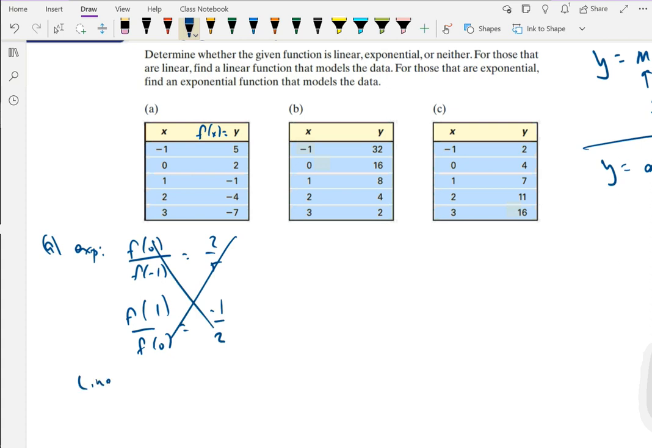Let's see if we are linear. So linear, we want the change in y over the change in x. So change in y over the change in x.